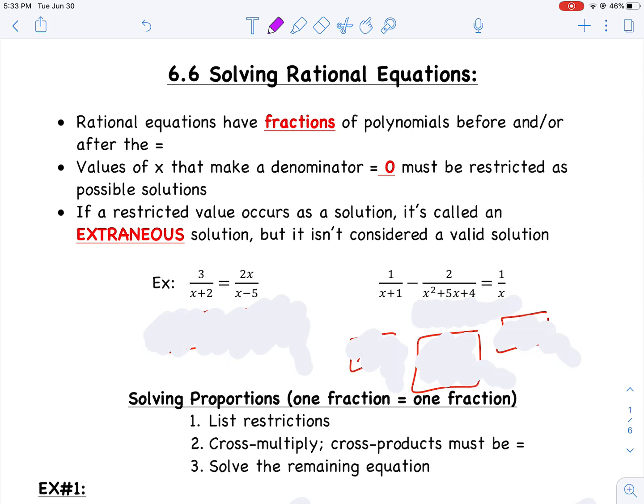Now, rational equations have fractions of polynomials before and/or after an equal to sign. And now because there are denominators and we are solving, remember that there are values of x that could cause that denominator to equal 0. And so we have to be careful on some of our domain restrictions. If we have a restricted value that causes that denominator to equal 0, we call that solution an extraneous solution. And so we have to first look to see what our domain restrictions are going to be anytime they're asking us to solve, and we have a rational equation with denominators, right?